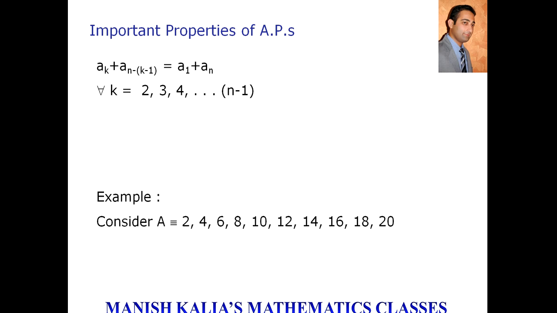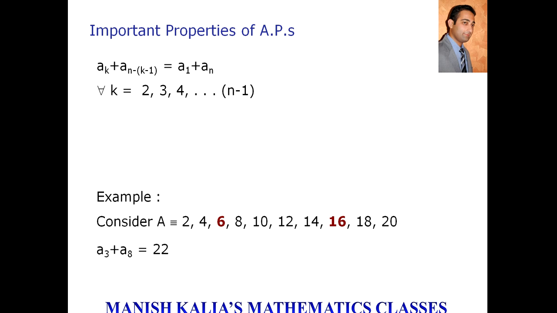Now we have a very important property: the sum of the first and the last term of an AP is equal to the sum of the second and the second last term of an AP. To generalize it, we say that the sum of terms equidistant from the beginning and end is the same.